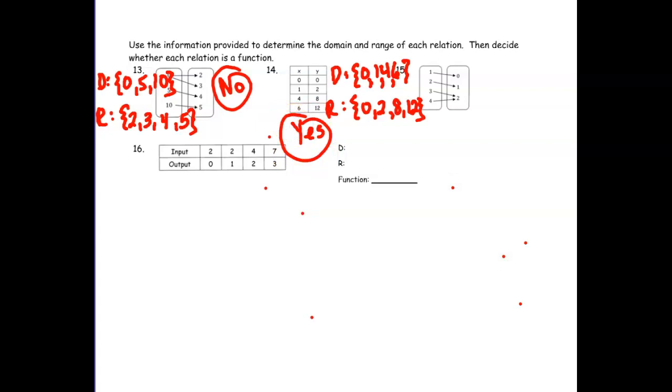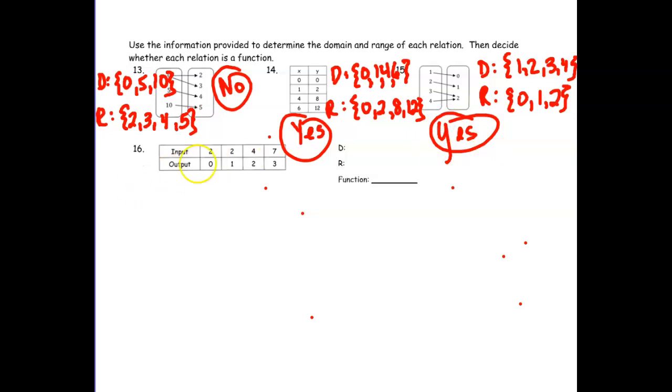Okay, and then the last mapping, our domain would be 1, 2, 3, 4. And our range would be 0, 1, and 2. Our input is not repeating, so it would be a function.